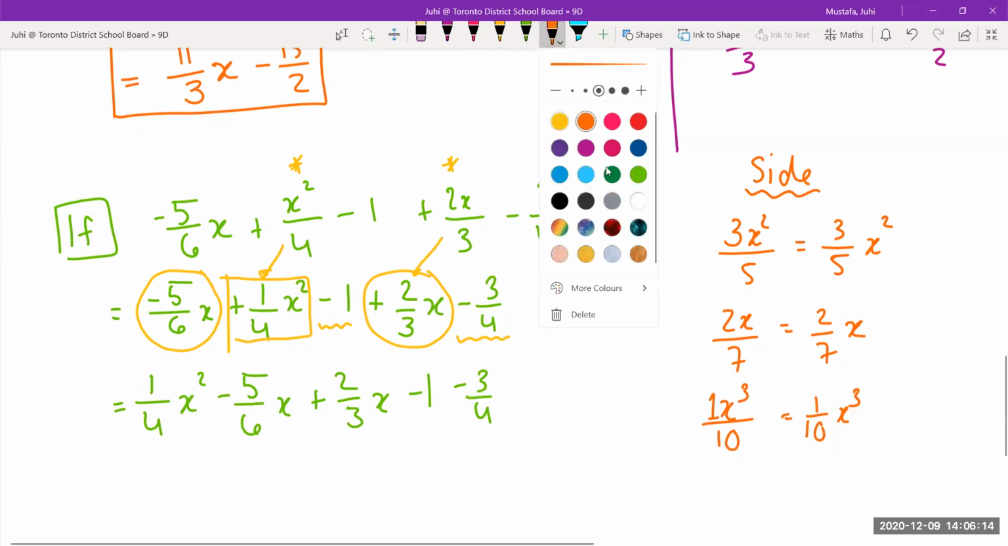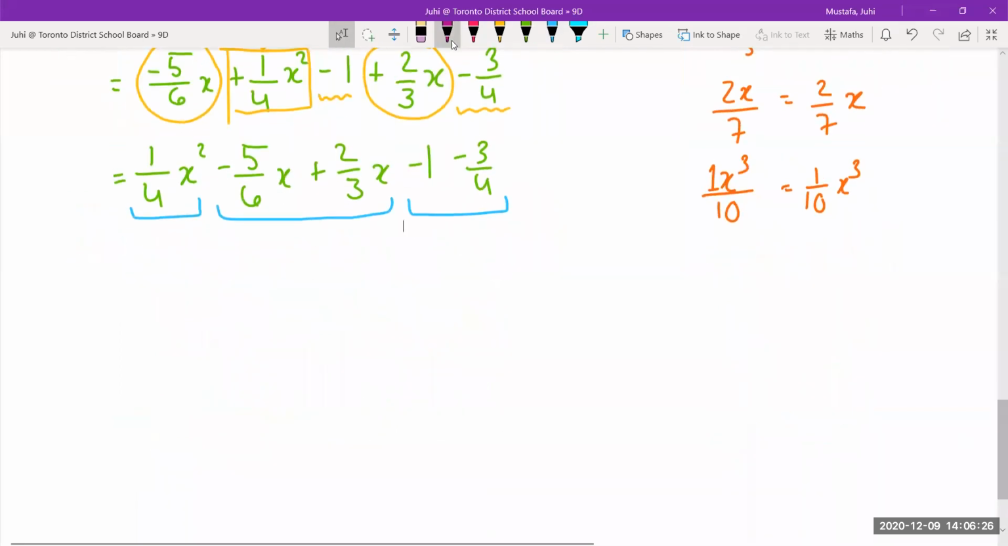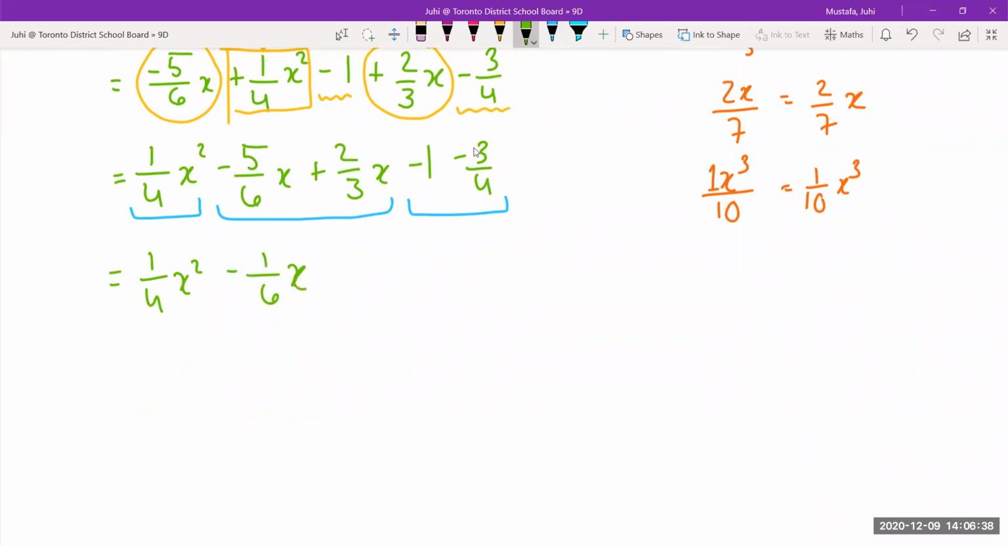When I am collecting my like terms, this cannot be added or subtracted to anything. The x's will be added together and the constants will be added together. So we're going to get 1 over 4x squared. I'm just going to do this part in my head real quick. Negative 5 plus 4, this will become negative 1 over 6x. And this should become negative 7 over 4. Did you guys get this as a solution?